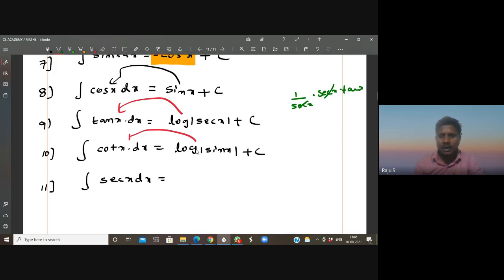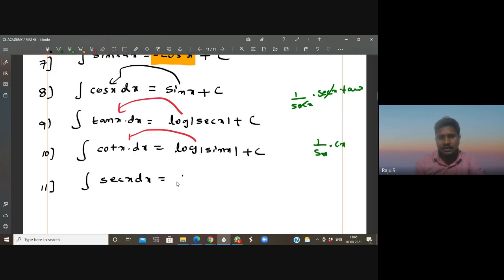Yes. Log sin x: derivative of log is 1 by sin x, times the derivative of sin x, which is cos x. Cos x by sin x is cot x. Like that, whenever you differentiate the RHS, the right side value, you are going to get the LHS value. So whenever you write a formula, how can you check whether it is correct or not? If you know differentiation and integration, we can easily check it, right?